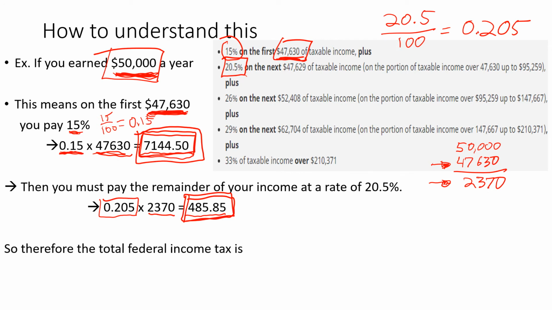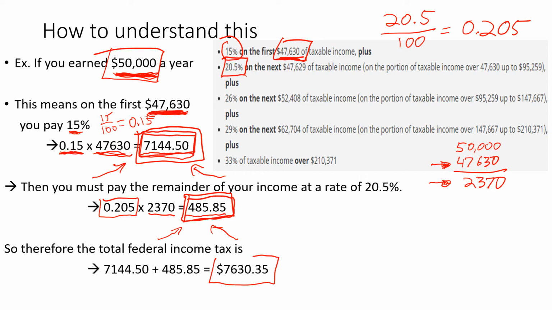So therefore, our total income tax is going to be this number right here plus this number right here. So it's going to be $7,144.50 plus $485.85. Our total income tax that goes to the federal government is $7,630. So of the $50,000 we made, we need to give back to the government this chunk of money.